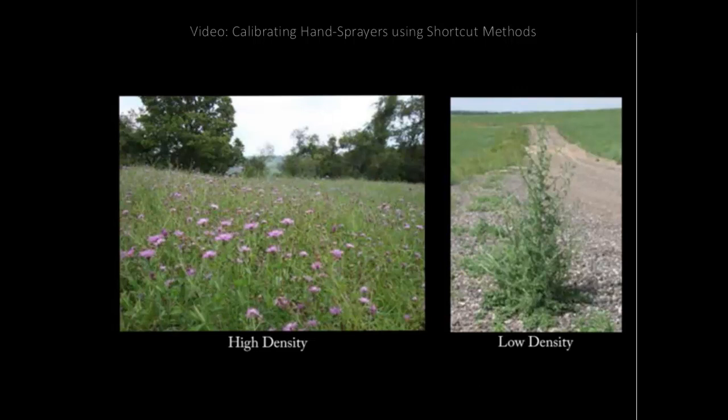Are you going to spot spray each plant in the high density area? Probably not. Most likely you're going to broadcast spray the area. You'll be applying a different quantity of pesticide if you're broadcasting versus spot spraying. Consequently, this emphasizes the need to calibrate your backpack sprayer. This episode shows you step by step how to calibrate your backpack sprayer through the shortcut method.